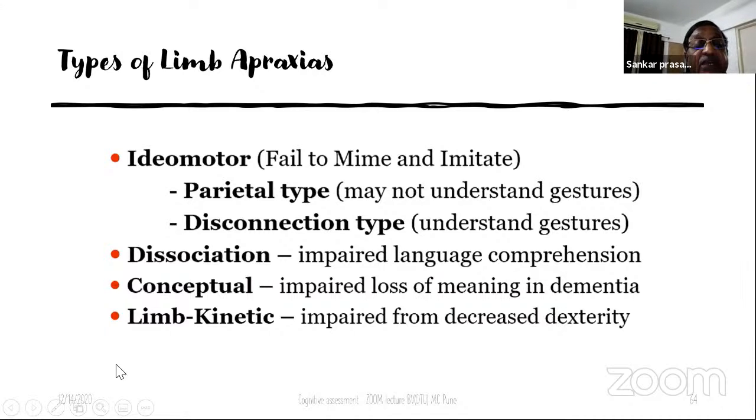Impaired language comprehension, this is dissociation. Impaired loss of meaning, that is seen in dementia. Decreased dexterity is in limb-kinetic. They will not be able to handle things. They will not be able to do dexterity of the fingers, and hand is lost. So this is the idea.